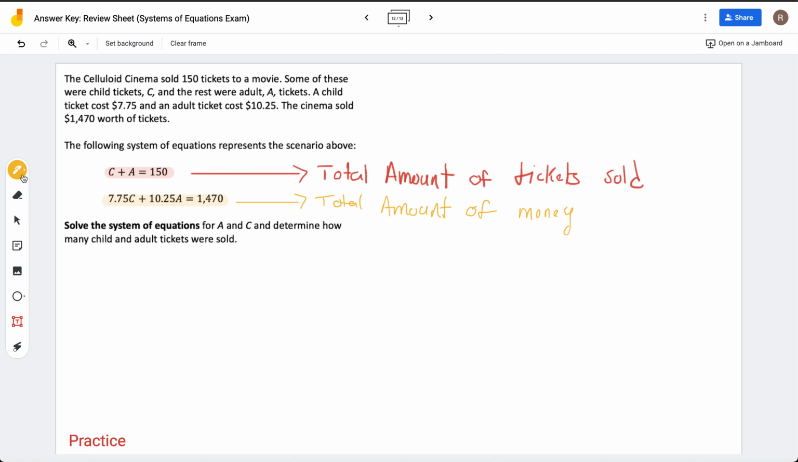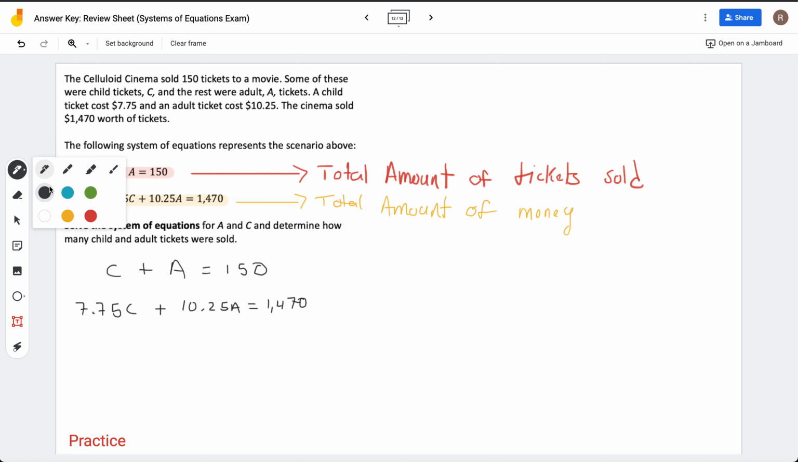So I'm going to rewrite both of these equations. C plus A is equal to 150, and 7.75C plus 10.25A is equal to 1,470. Now, I noticed that I don't have any matching coefficients, but I can multiply the first equation by one of these terms in order to eliminate one of the variables.